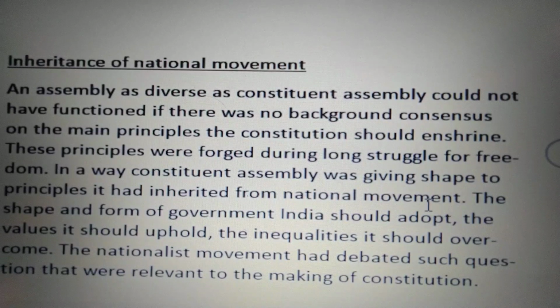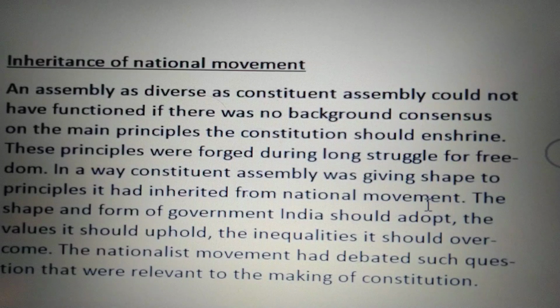We'll see each one of them one by one. We know that the Constituent Assembly of India was a diverse body, and there could have been a possibility of not having consensus had there not been a national movement, because the ideas, principles and values which emerged during the long struggle for freedom were imbibed in the constitution, because there was consensus on these values and principles. In a way, we can say that the Constituent Assembly was giving shape to the principles it inherited from the national movement.